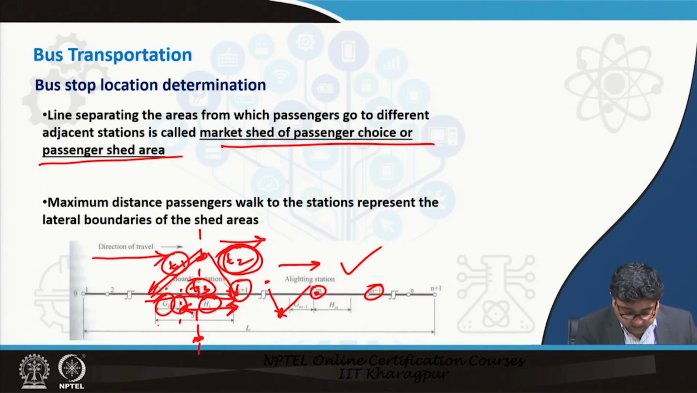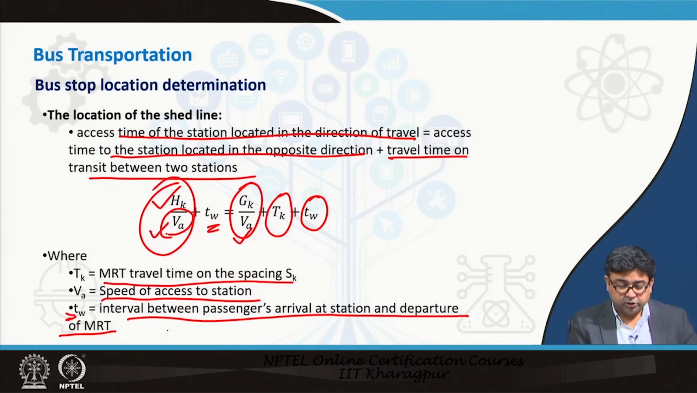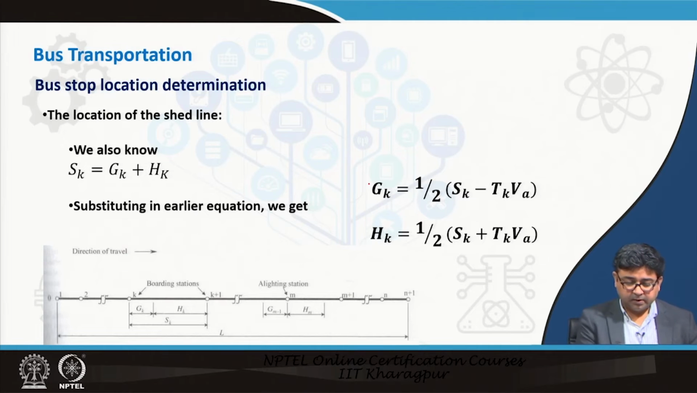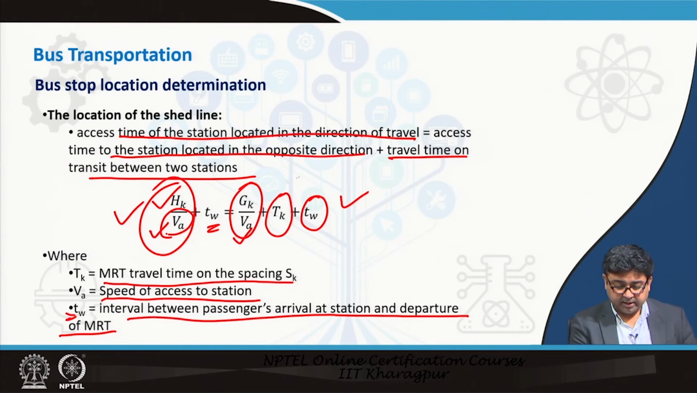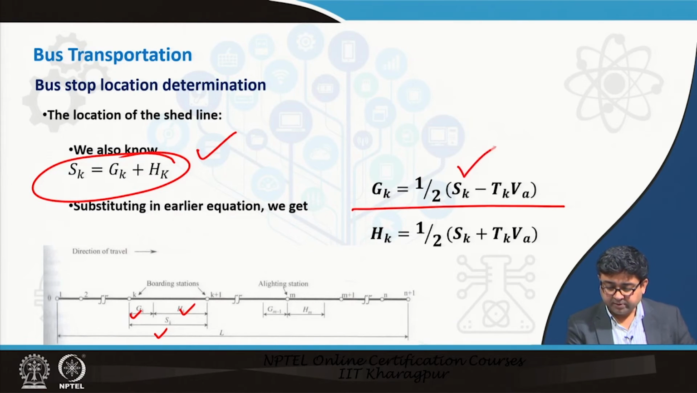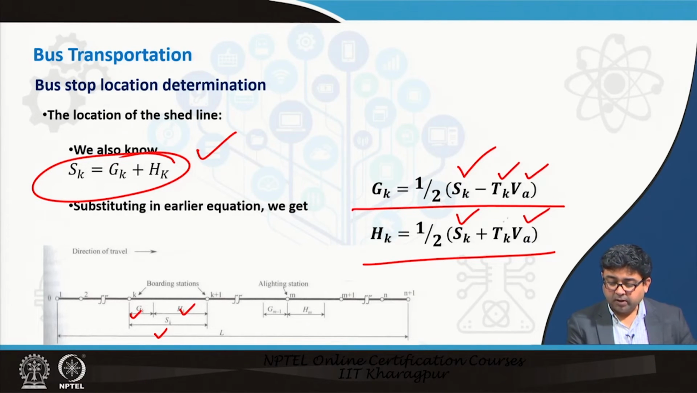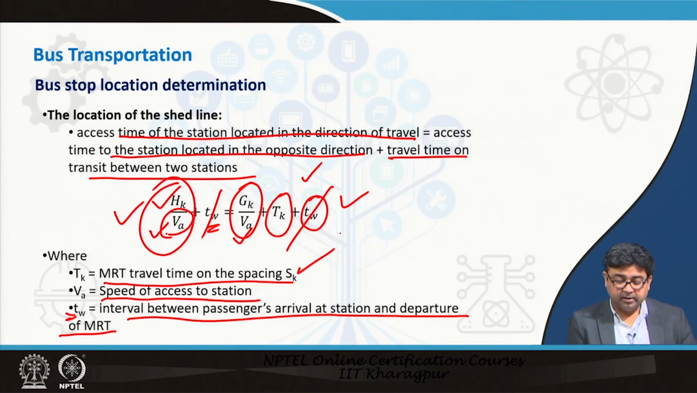So, it would have been, again you have to travel this extra distance now, because you have gone back to a transit line. So, these two, when you equate these two, what you start seeing is that we already know Sk is equal to Hgk plus Hk, and if you substitute this in the earlier equation, you can cut those two. What you will get is Gk in terms of spacing and Hk in terms of spacing, and also you already know what your access speed is and what the speed on the MRT line is, right.